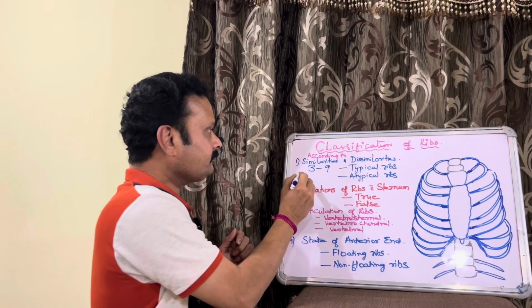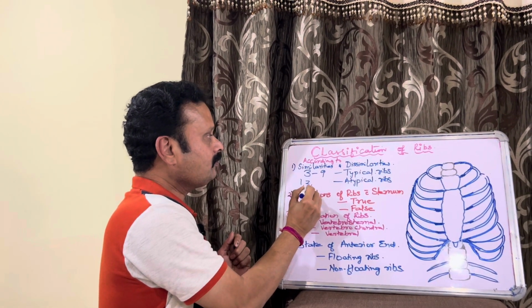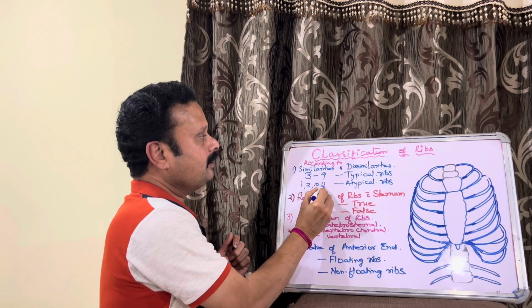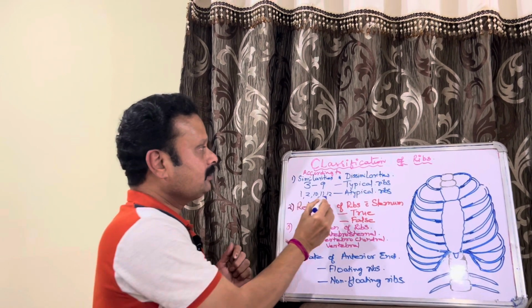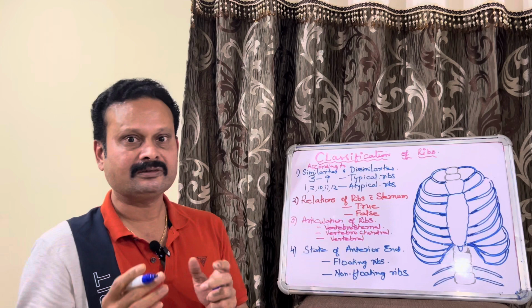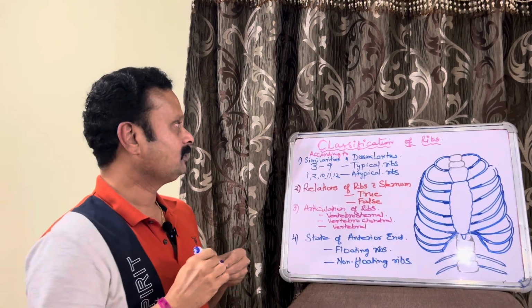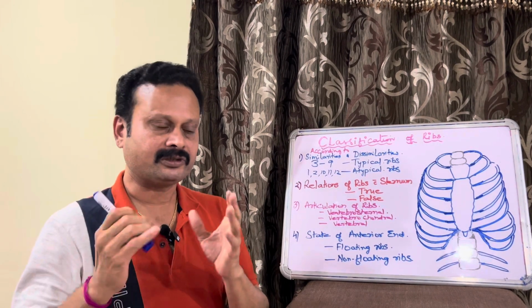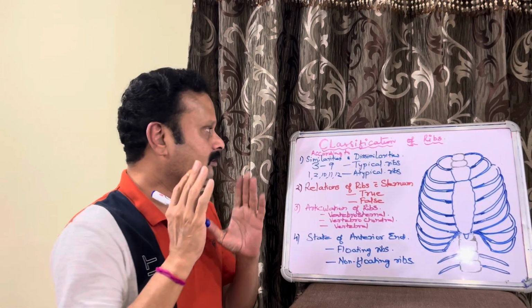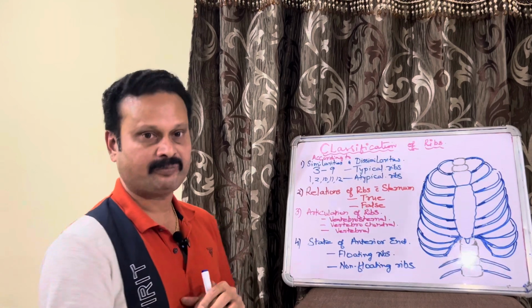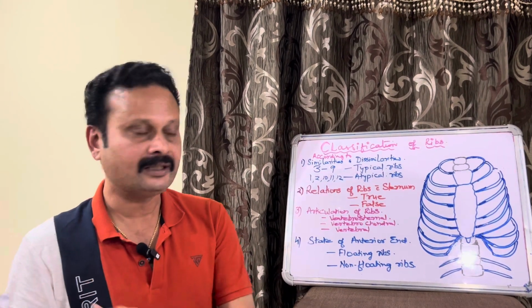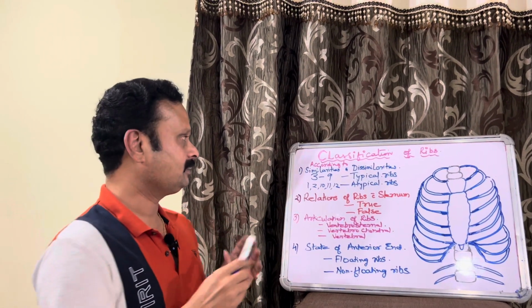Atypical ribs are 1, 2, 10, 11, 12. They have some features which are different from those of a typical rib. This is the usual question which is asked in the examination: which are typical ribs, which are atypical ribs. So, 3 to 9 is typical, the other ribs are atypical.